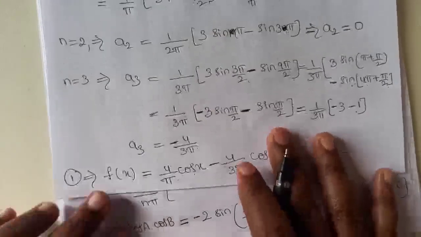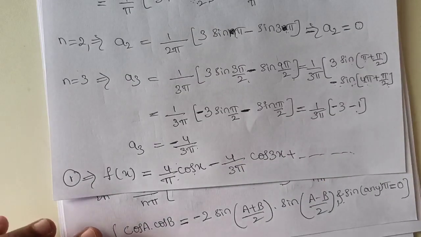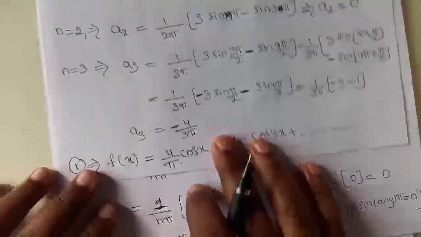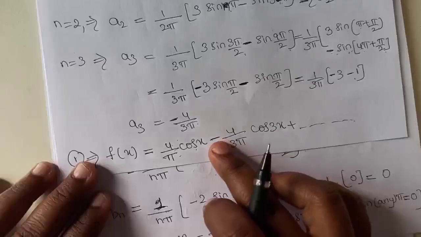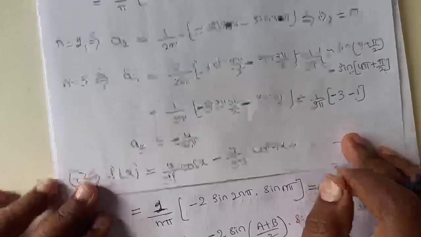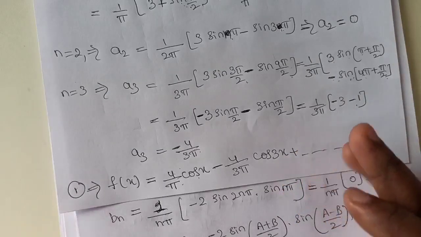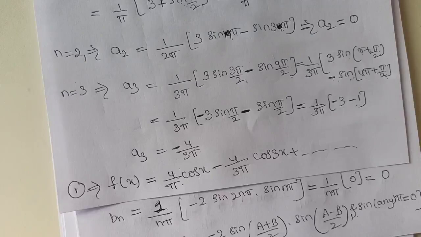This is required for it. In some problems they will give that for this particular function, the Fourier series is 4/π cos x − 4/3π cos 3x. In such cases you have to substitute n values, n equals 1, 2, 3, and so on; you have to solve for at least 3 values.